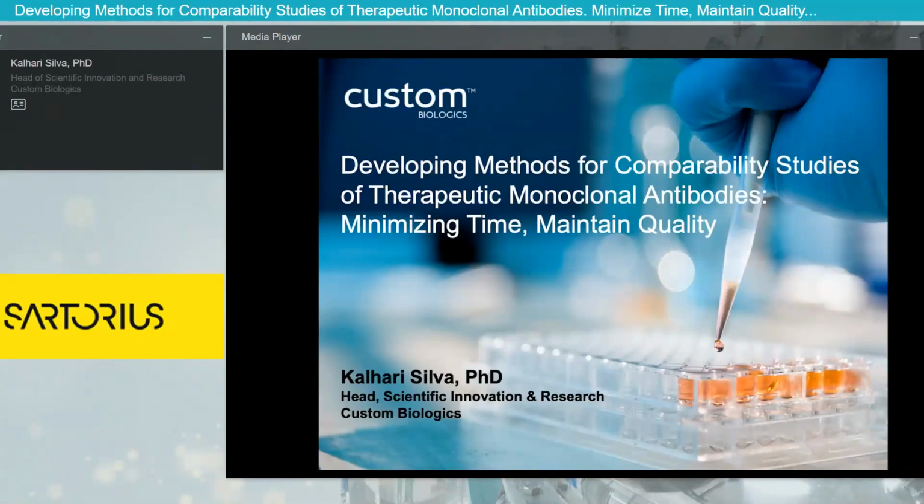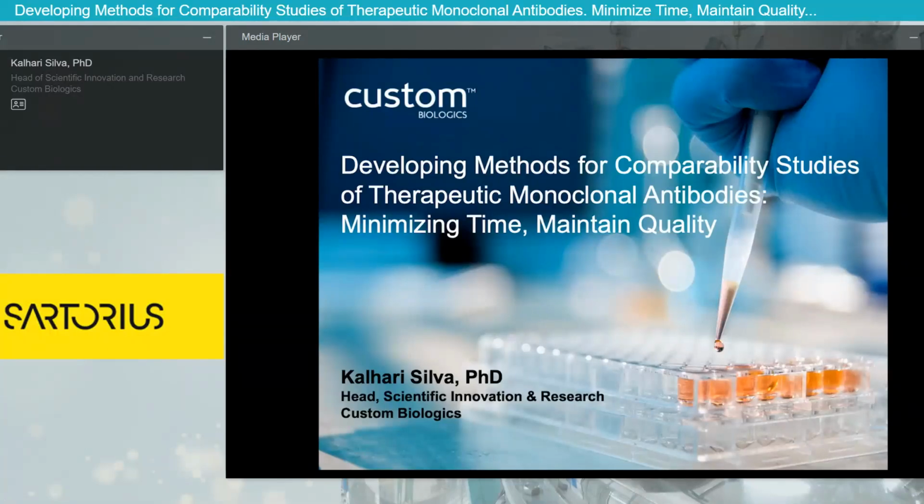The focus of today's talk will be how we at Custom Biologics develop methods to perform comparability assessments of therapeutic monoclonal antibodies, while we also ensure we use our time wisely and maintain scientific integrity as well as quality.